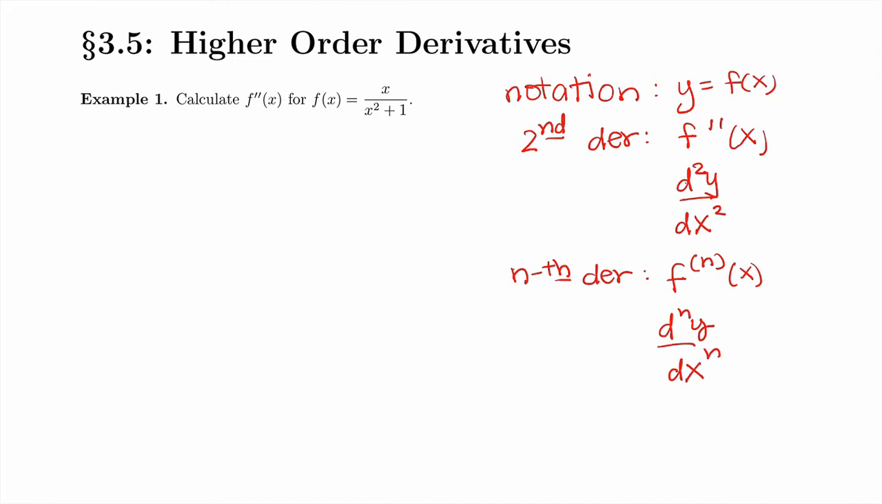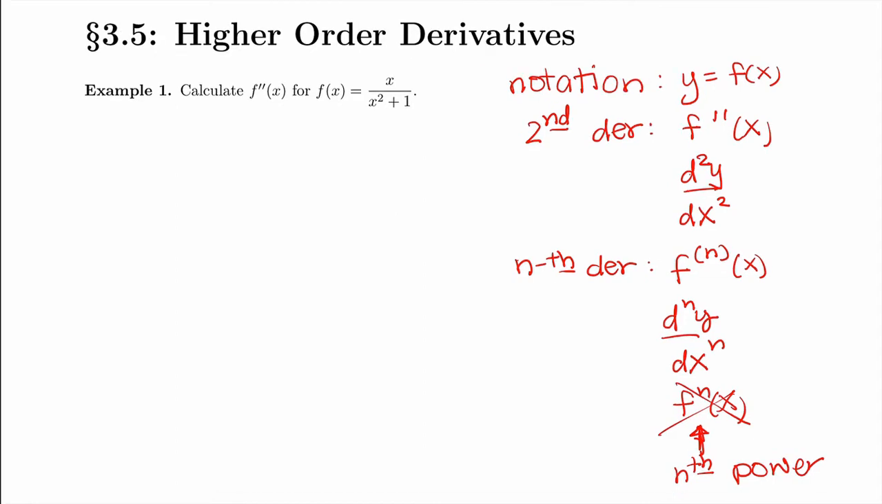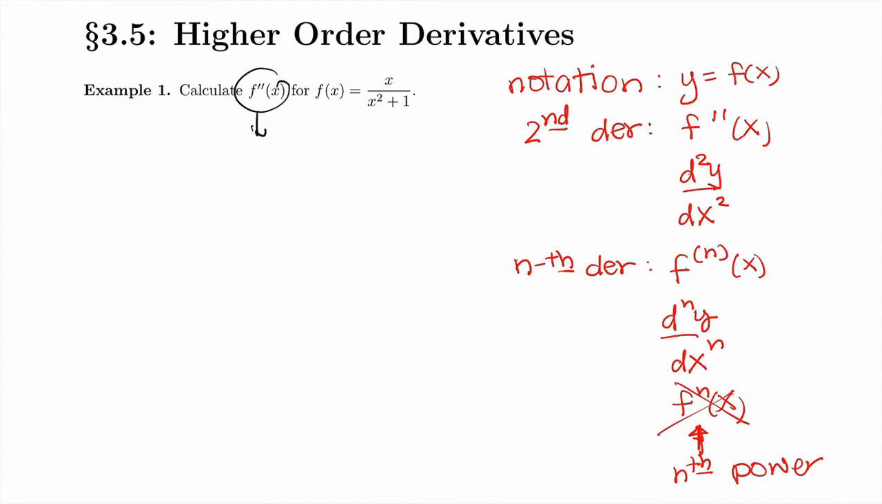You want to be careful though, because it's not like this. This means the nth power. It doesn't mean the nth derivative. So that's the nth power of the function, not the nth derivative. Basically, if I wanted to use my other notation for this, this is the same thing as saying the second derivative of x over x squared plus 1. So if I wanted to use that notation, that's what it would say.